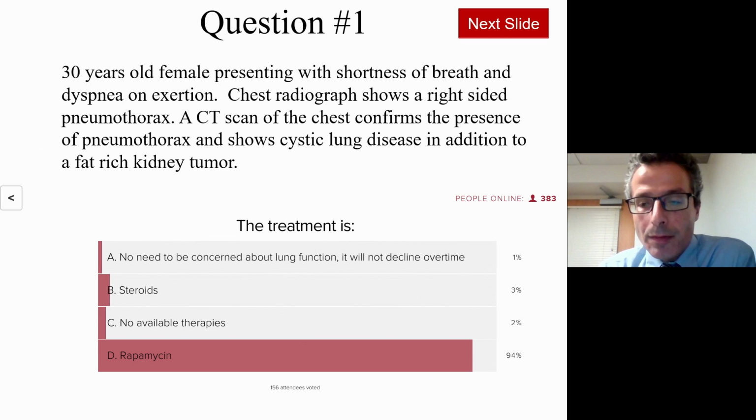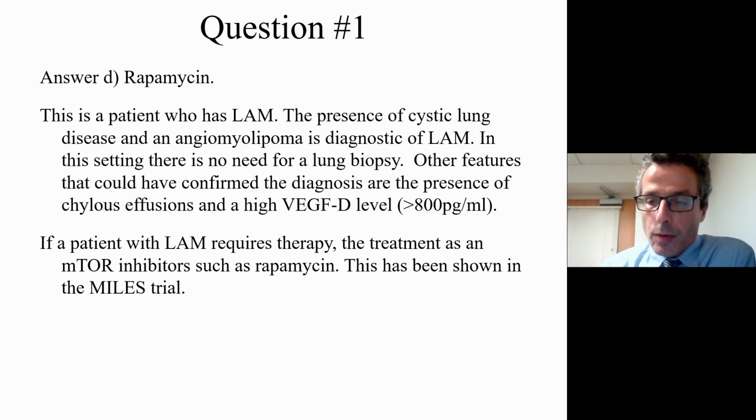With little or no effect. No available therapy is actually an answer for BHD as well. There's really no therapy for Birt-Hogg-Dubé other than taking care of the underlying kidney cancer if present. And rapamycin or mTOR inhibitors is the treatment for lymphangioleiomyomatosis or LAM.